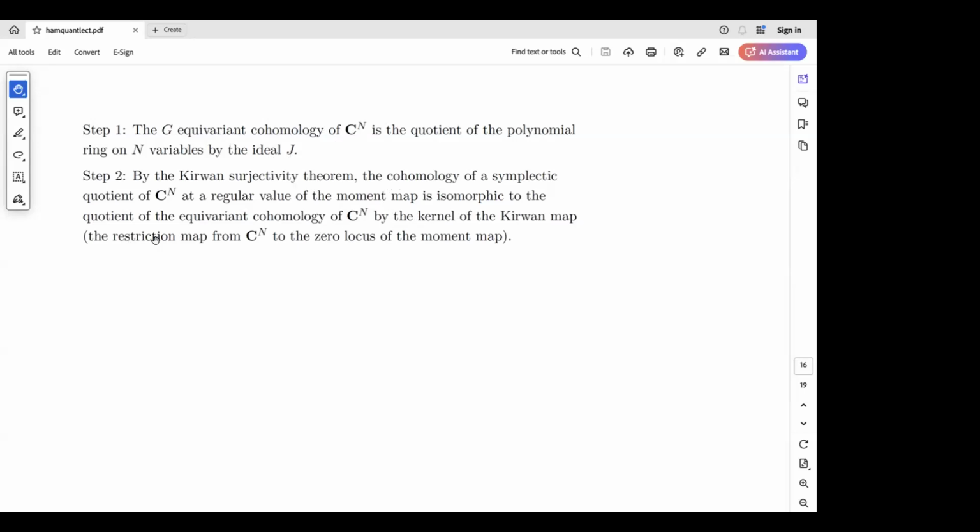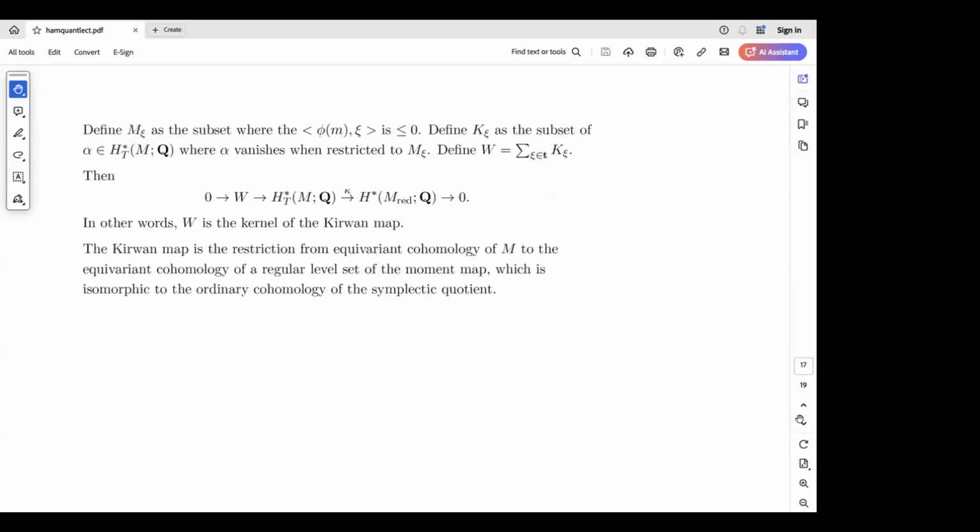The Kirwan map is the restriction map from the space that is being quotiented, which in this case is C to the capital N, to the zero locus of the moment map. So now you have the equivariant cohomology of that restricted set. And that is actually isomorphic to the ordinary cohomology of the symplectic quotient.